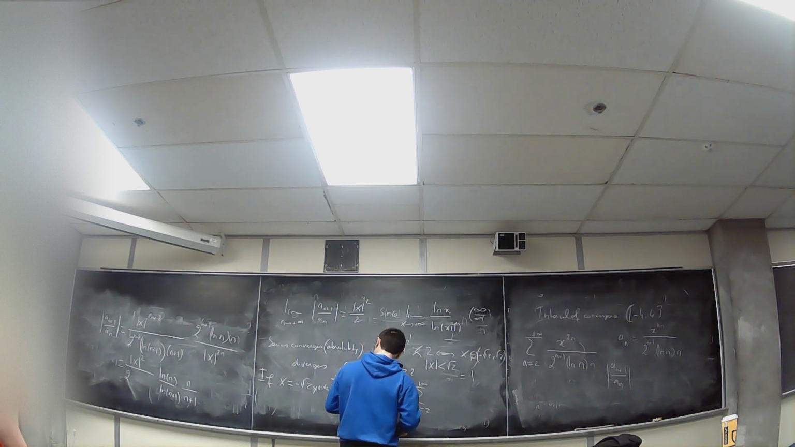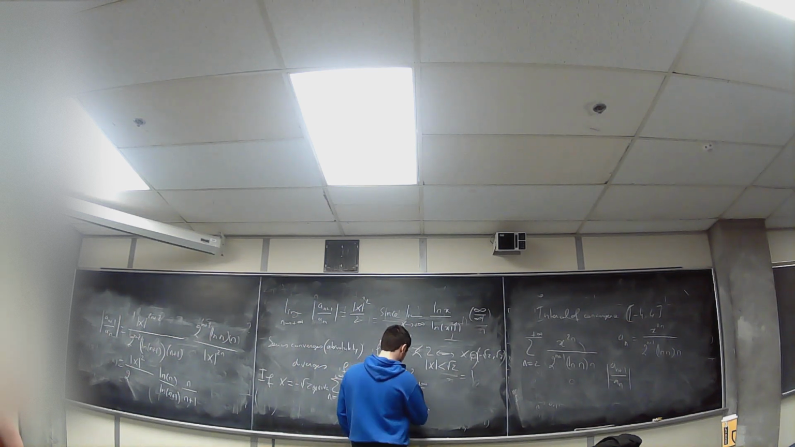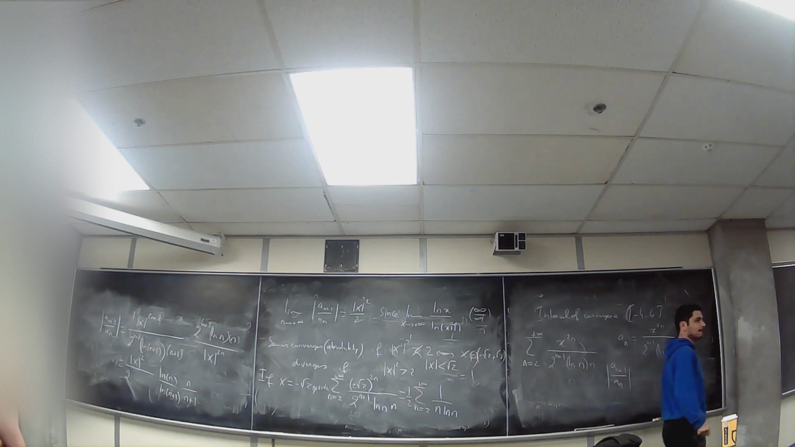What do I have here? What do we have? 2 to the half. So 2 to the half squared, which is 2 to the n, right? 2 to the n. So what do you get? You get 1 over n ln n. Okay? Now, how do I do this? What's one way of doing it?